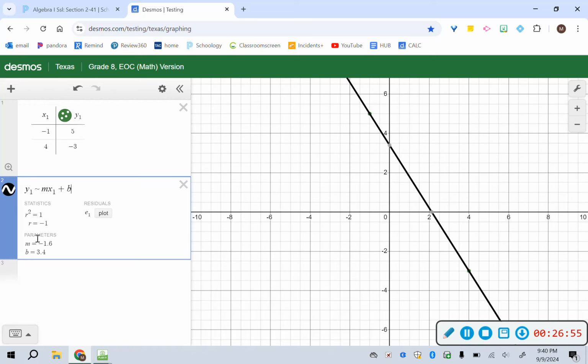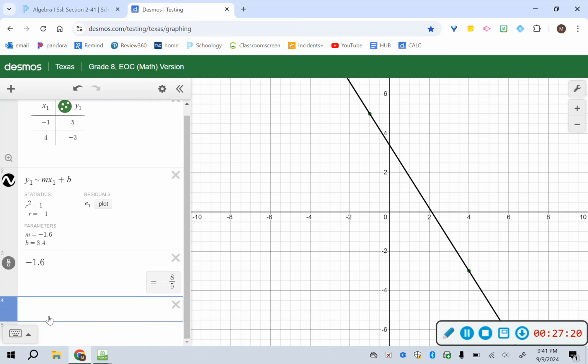Okay, so here's my M and my B. Now, I want you to realize those are decimals, so I'm going to write them down. M equals -1.6, B equals 3.4, and we're going to turn them into fractions. -1.6 turned into a fraction is -8/5. 3.4 turned into a fraction is 17/5.